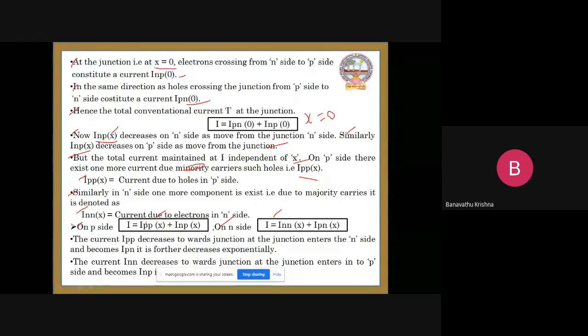The current IPP decreases towards the junction. At the junction, entering the N side, it becomes IPN, as I told you here.